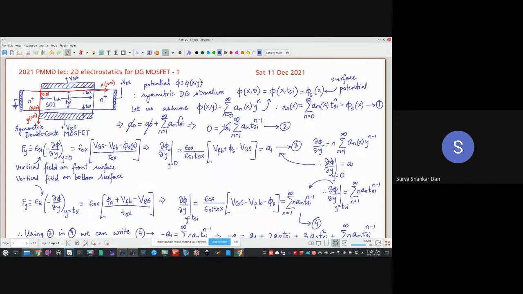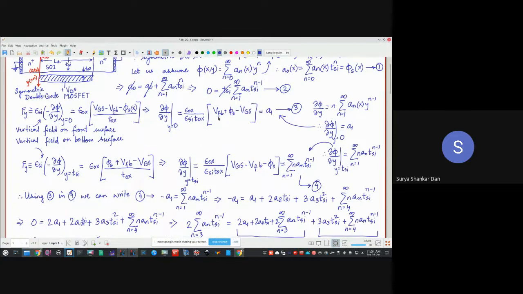As I said, this DG MOSFET FDSOI is totally out of the syllabus. I'm telling you, it's not even there in the textbooks. Okay, this is a 100% research topic which you have learned for the last 3 lectures.